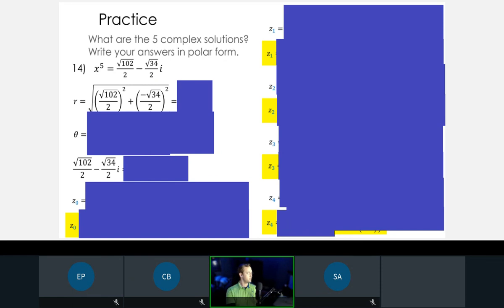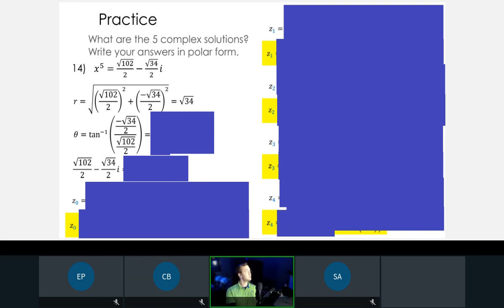All right, so we have radical a squared plus b squared. We type that in, we get rad 34. For the angle, we do the arctan of b over a. Something I want to point out is this minus: b is negative, so don't forget your b term when you set this up. It does matter.